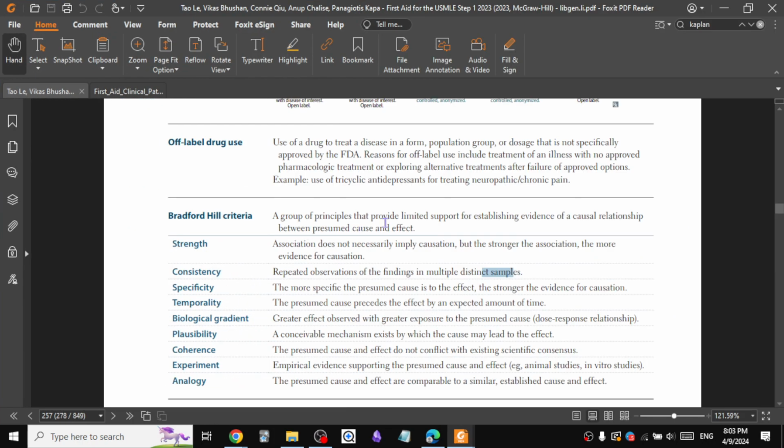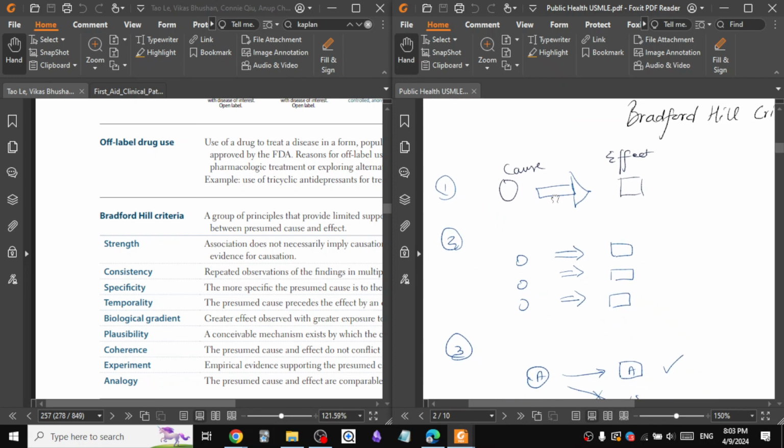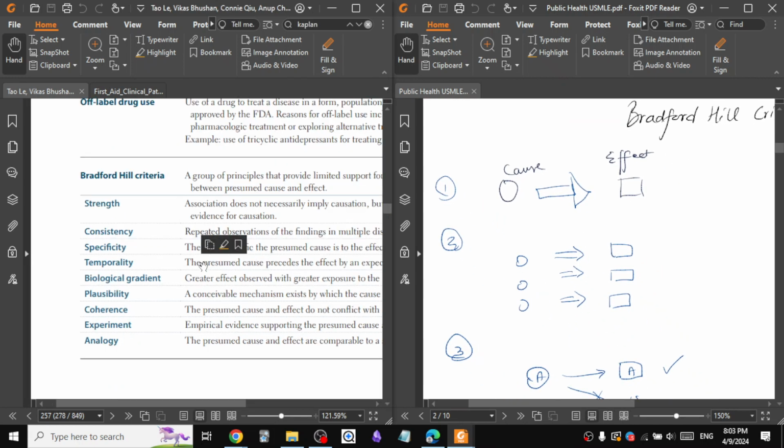It is a group of principles that provide limited support for establishing evidence of a causal relationship between presumed cause and effect. Okay. So this set of criteria will help me determine if the cause is actually leading to an effect, or the association between the cause and effect, right? So this will help me to understand that. To remember all of these, you have to look at the diagrams I've created. Okay. So, number one, strength, right?